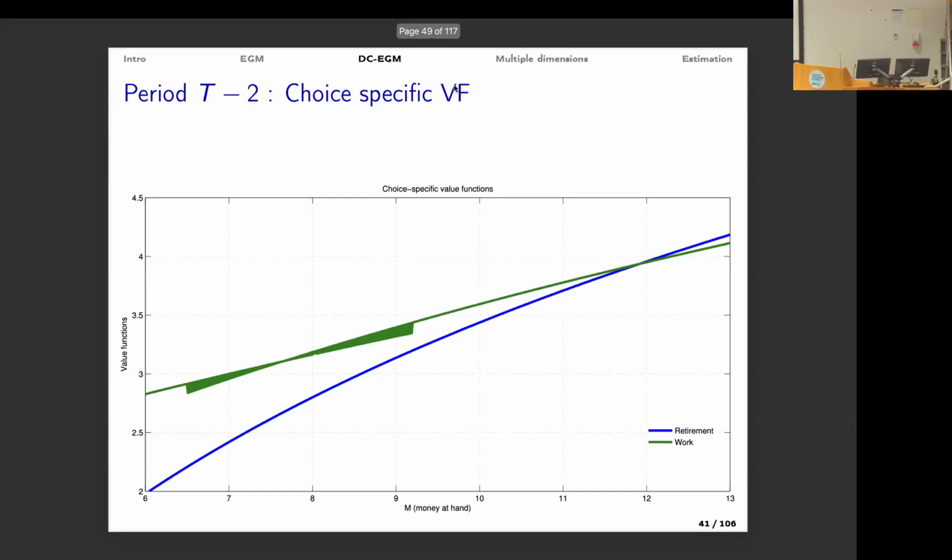Okay, let's continue. Now going to capital T minus 2, doing exactly the same thing. Conditioning on working, conditioning on retirement. The retirement function looks fine. And if you look at the working, there's this very strange bow tie region, zigzag region. So we were working on this with Bertel, and when we saw this, we were really puzzled. What's going on? Instead of a value function, do you get a set-valued function somehow? What was going on there?